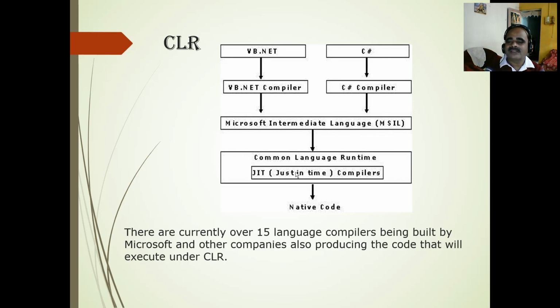There are currently 15 language compilers being built by Microsoft, and other companies are also producing compilers whose code will be executed by the CLR. So more than 15 languages are well known by the .NET framework, and a large number of classes and libraries are available in it. That's why I'm talking about .NET. I say .NET is very rich.